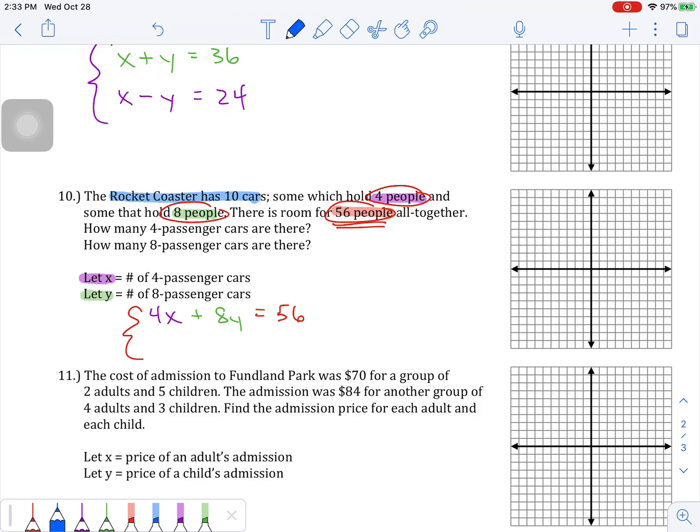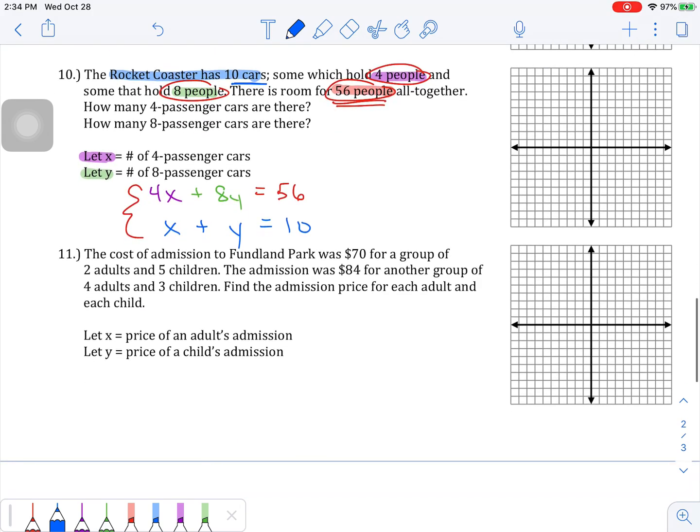The other equation is going to come from the idea that there are 10 cars. Like I just said, there can't be one of each, because then there's only 2 cars. So whatever number there is of 4 passenger cars, plus however many of the 8 passenger cars there are, that's going to have to be a total of 10. Could be 9 and 1, could be 5 and 5, I don't know, but it has to be that total. So that's how you would go ahead and set up number 10. And now you can go ahead and graph that on the graph to the right.